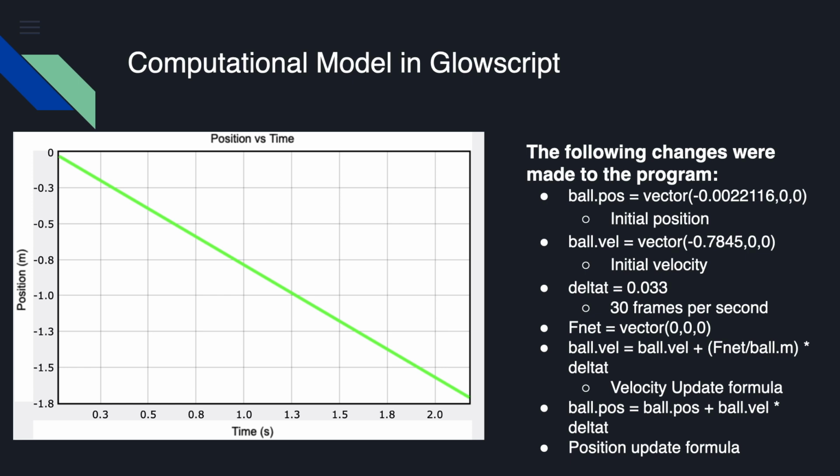So next, I created a computational model in GlowScript, and I updated the following. The initial position and the initial velocity to match what was determined from Tracker. I changed delta t to reflect 30 frames per second, the net force to be 0, and then I used the velocity update formula for the velocity and the position update formula for the position. And so this is the graph that GlowScript generated, mirroring Tracker.